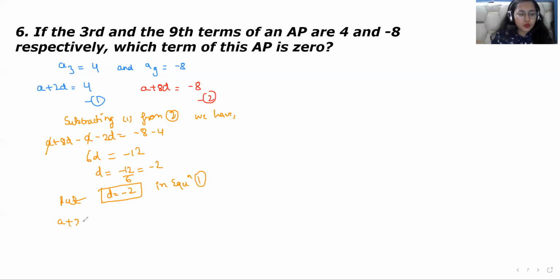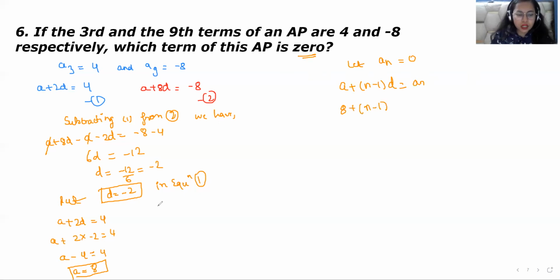So A plus 2D equals 4. So A plus 2 times minus 2 is 4. A minus 4 equals 4. A is 8. Now we have to find which term of the AP is 0. So we'll take it that An equals 0, because we have to check. So A plus n minus 1 D equals An, and A is 8, plus n minus 1, D is minus 2, and An is 0.